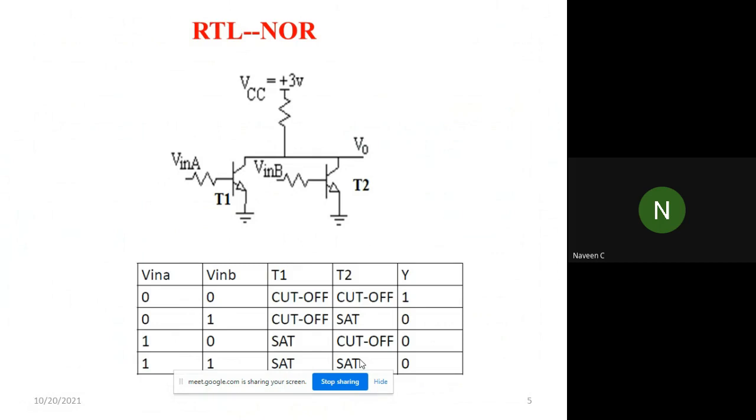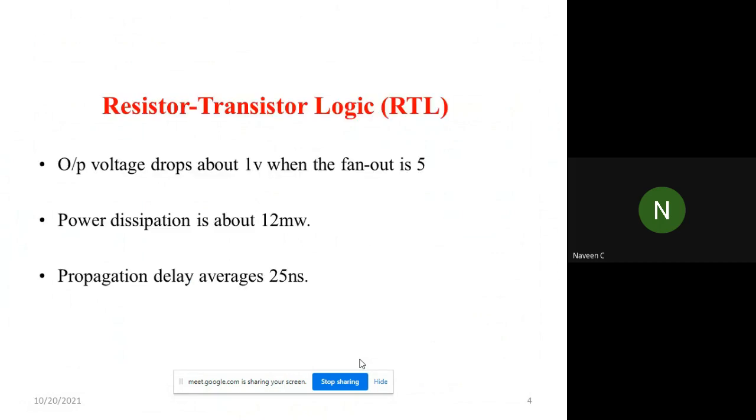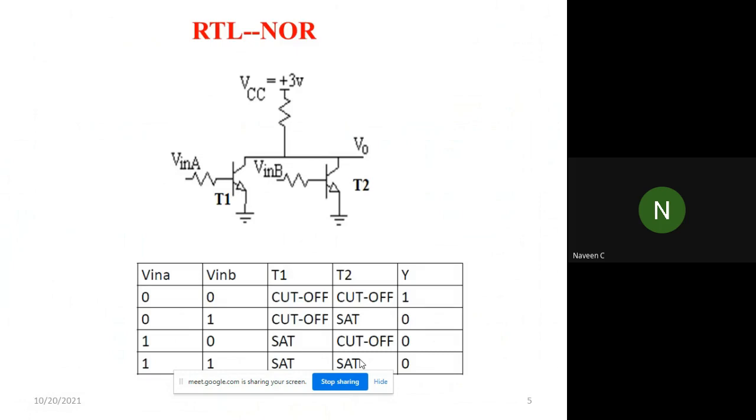So these are the advancements when compared to your previous circuit. The name is resistor transistor logic. Using that we are realizing a NOR gate. The name itself says it's a combination of resistor and transistor. So we are employing two transistors T1 and T2.